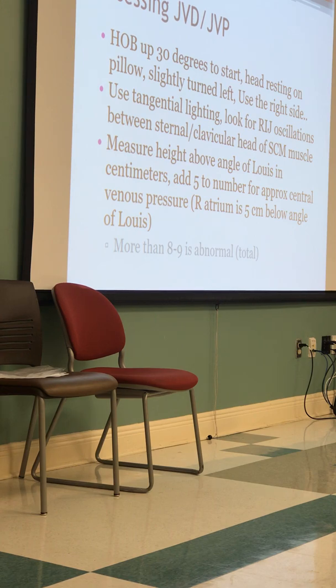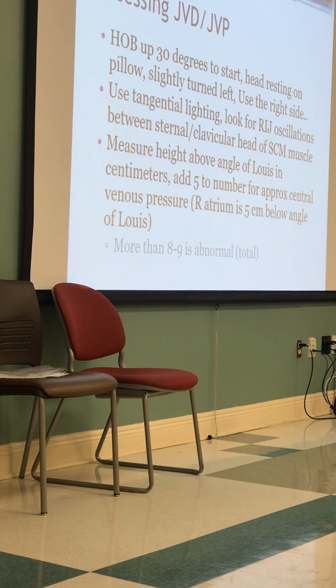So, when you're assessing the jugular venous pressure, you're looking for what? Right atrial pressure. Why are you looking for right atrial pressure? What disease process are you trying to find out? Pulmonary? Yeah, possibly. But pulmonary is usually left-sided. Right heart failure. Okay? Usually you're looking for right heart failure.